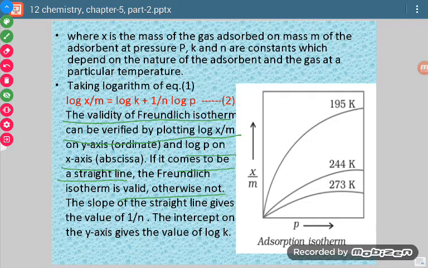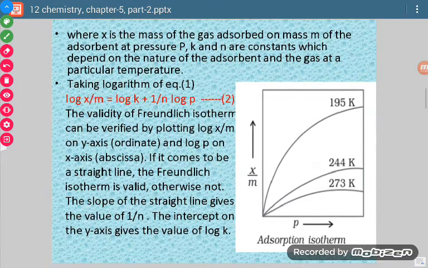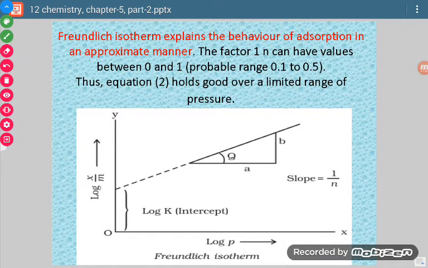Now see here, these are different plots of extent of adsorption and pressure at different temperatures. We can see that with the increase in temperature, our plot is coming down and down, meaning the extent of adsorption is becoming lower and lower. So from this diagram we can remember that with the increase in temperature, adsorption of gas on certain metal decreases.